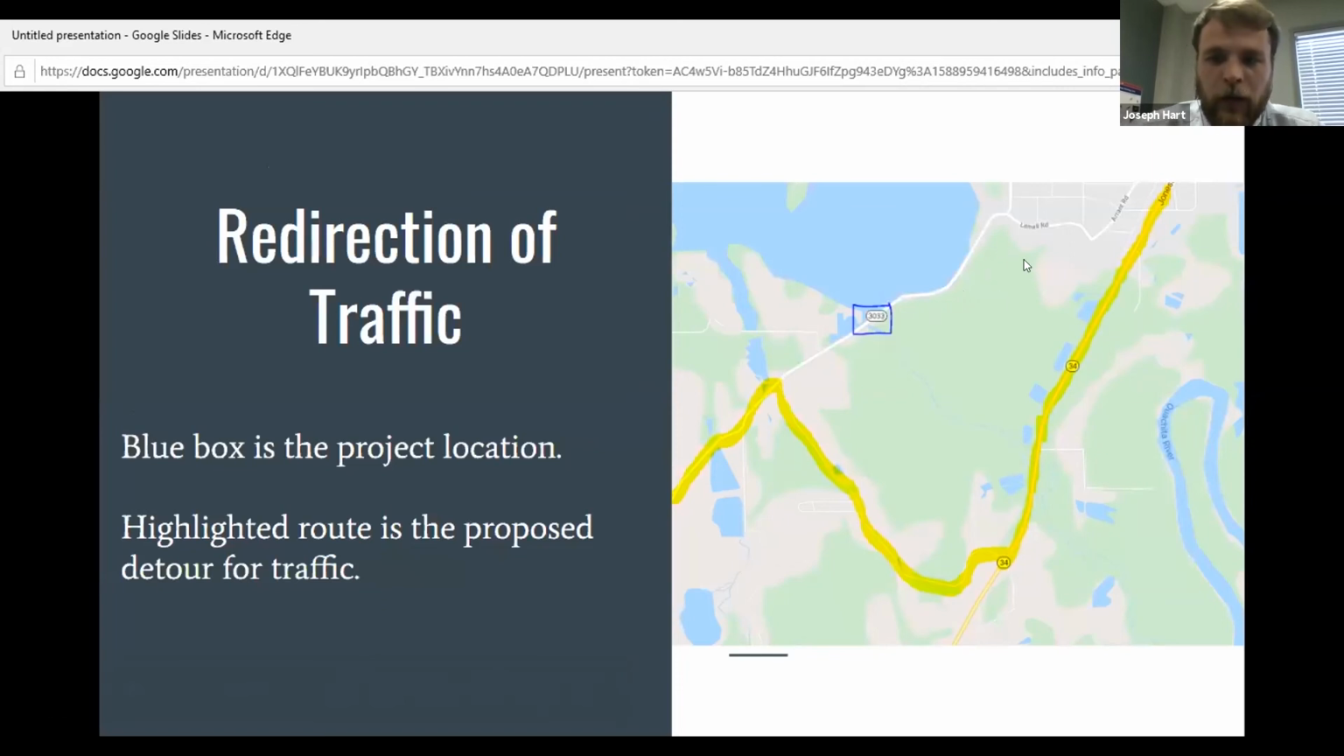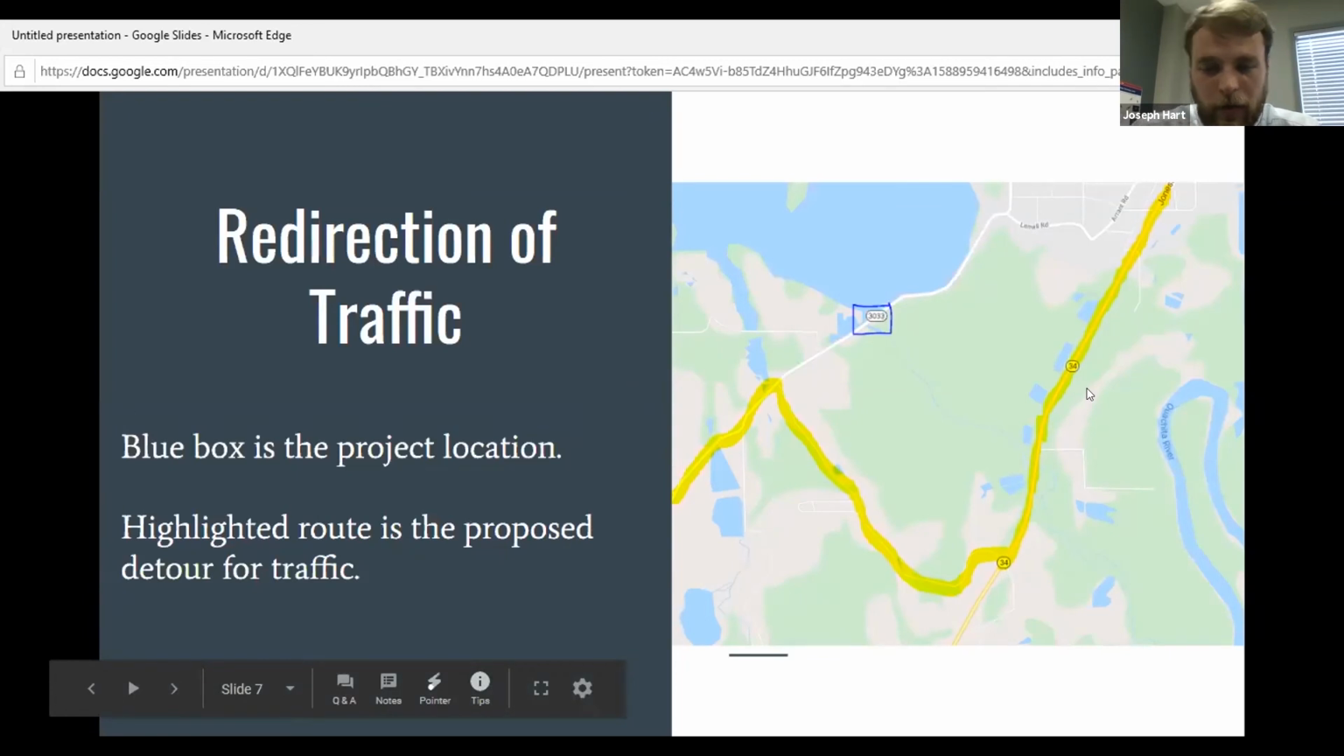With this, we were in talks with the LADOTD, and we did things like alerting the local law enforcement, because this is a main route into town, into West Monroe from rural Ouachita Parish. So this is our proposed route, and it's not very much of a detour, and it could still get them into town easily.